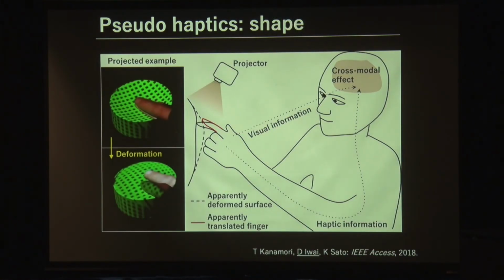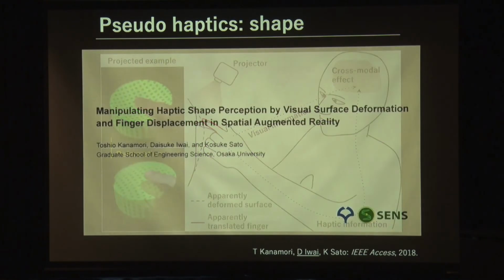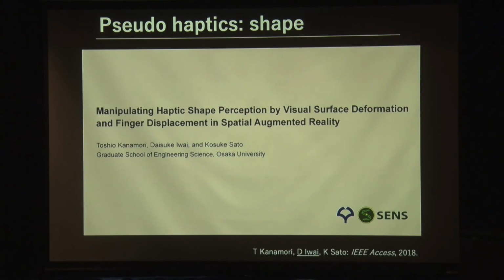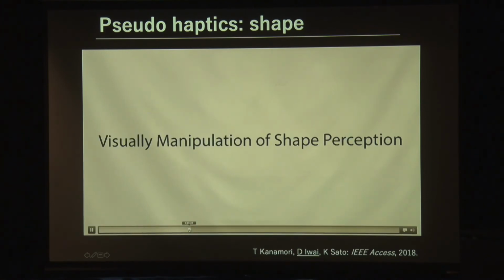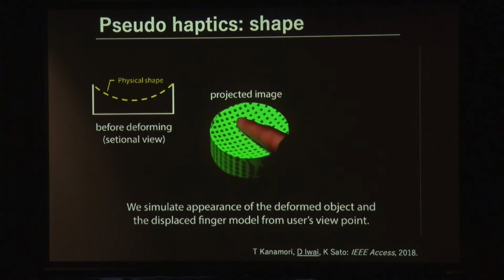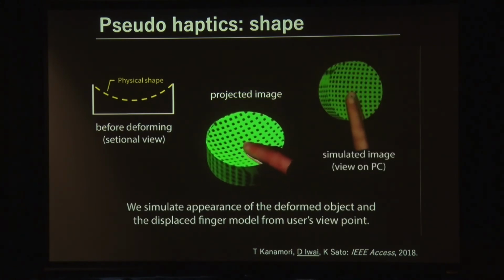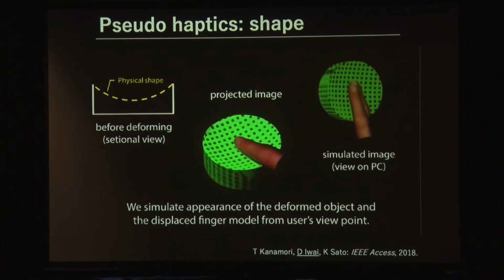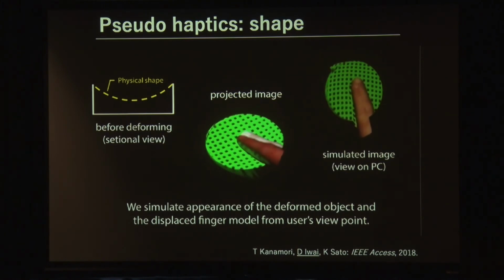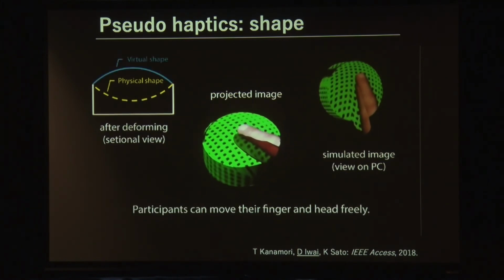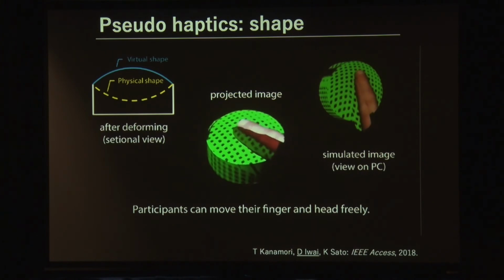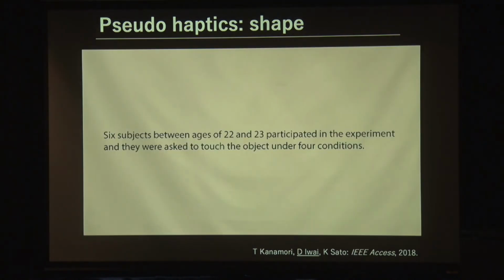We also tried to modulate the tactile shape sensation using a similar trick, and we deform the apparent shape of an object by projection mapping to tweak the shape sensation. As you can see, we deform this object visually like this. Then the user perceives the shape of this object as a little bit changed towards the visually deformed shape.